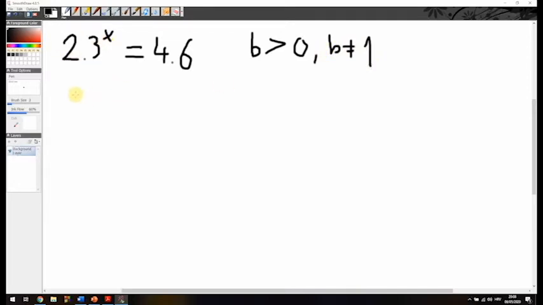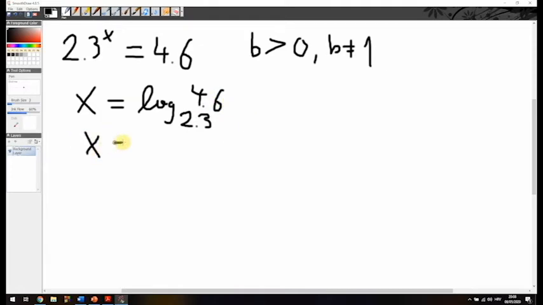I can write down x as a logarithm in base 2.3 of argument 4.6, and then if I calculate that, I'll just get 1.8322 and so on. So this is one way.